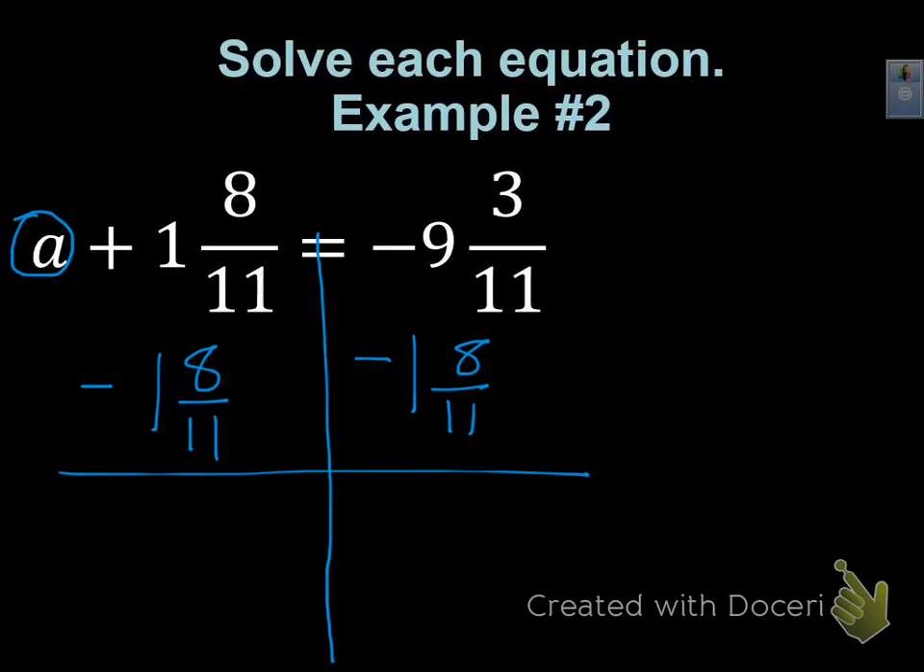On the left-hand side, positive 1 and 8/11 and negative 1 and 8/11 cancel out, and I have A left over. On the right-hand side, I see negative 9 and 3/11 and negative 1 and 8/11. As both of those are negative, I will actually be adding.